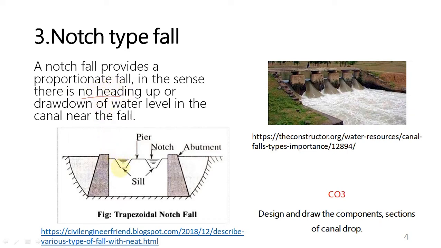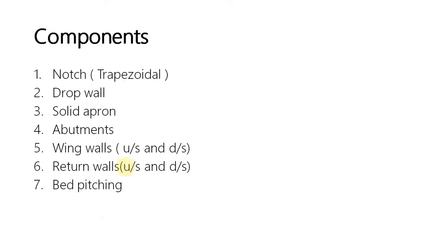Here it is in the shape of a trapezoid, so this is a trapezoid type notch fall. You can use a triangular type notch fall also. Here we will see the design of a trapezoidal notch fall and the different components of this structure, the canal drop. Generally we go with a trapezoidal notch because of that advantage, and we need to construct a drop wall, solid aprons, abutments, wing walls, return walls, and other protecting works, bed pitching, and revetment to the canal on the other sides. So these are all the components.